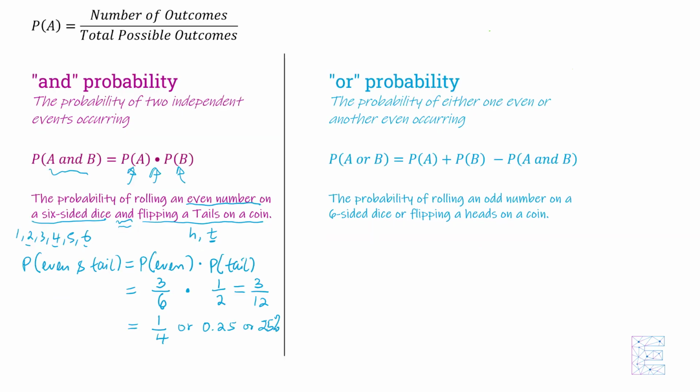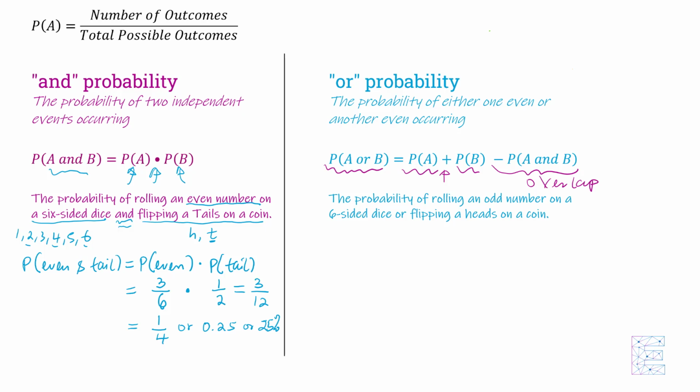Just like the AND probability, the OR probability also has its own formula. Now it is as follows. The probability of event A or event B happening is calculated by taking the probability of event A, adding it to the probability of event B, and then subtracting the probability of event A and B happening. This is known as the overlap. And we could talk about this more, but that's not the point of this lesson. Just know that this is the formula that you need to use if you have an OR probability.